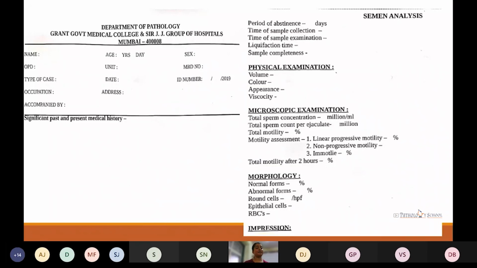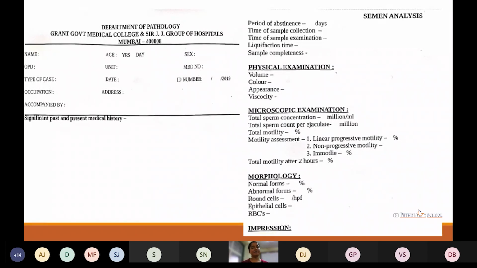So this is how basically a report looks. On the left side, you can see we have to note the name, age, gender, and MRD number. We also create an ID number, which is basically the first letters of the full name of the patient. Then on the right side, this is how a report looks.